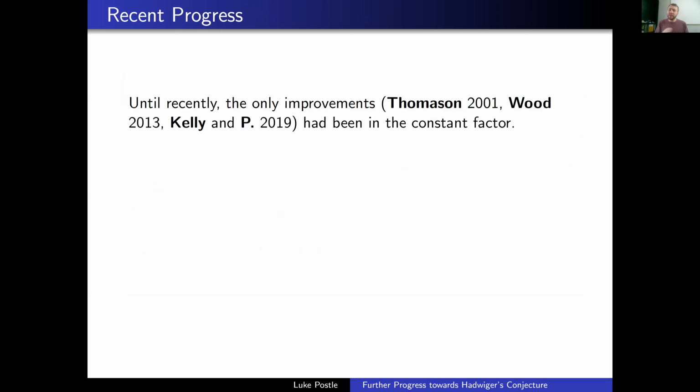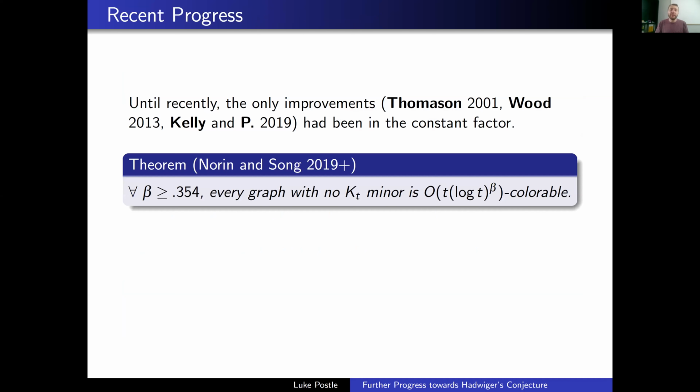Now, there had been over the years, Thomason and then Wood, and then my student Tom Kelly and myself improving the constant factor a bit, but no one had improved the overall order of the bound from that t root log t. Until this very beautiful paper by Sergei Norin and Zi-Xia Song appeared on the arXiv in the fall of 2019. And they showed that for every beta at least 0.354, every graph with no K_t minor is O((t log t)^beta) colorable. So they got down from that square root, that half, now down to 0.354. So the first real progress in the order.